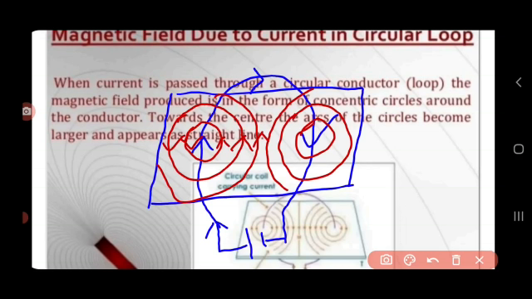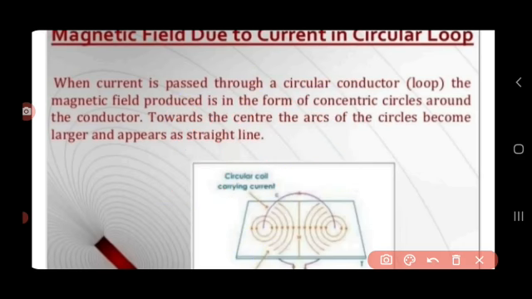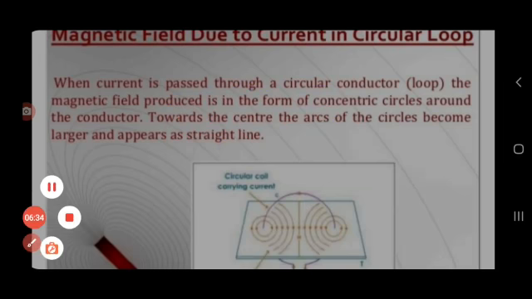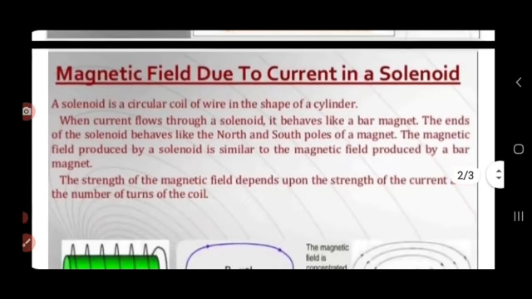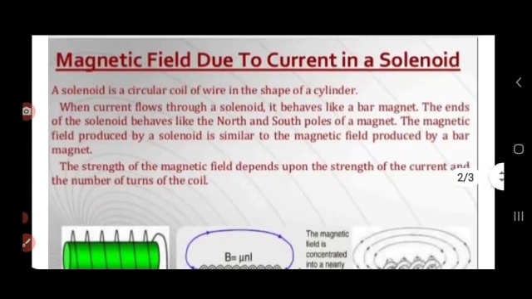Now, our next topic, magnetic field due to current in a solenoid. Before discussing the solenoid, we must know about the clock rule. Now the question is, for which purpose is this rule used? Clock rule is used to find the polarity of the magnet.